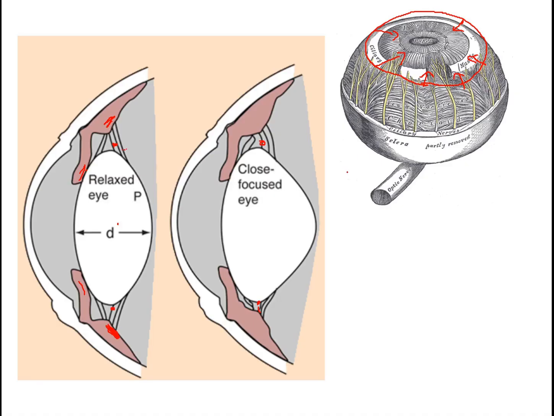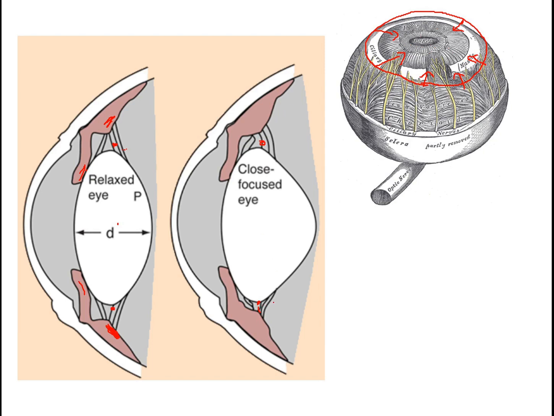If you can see here, when the whole ciliary muscle contracts, it will come forward, right? The ring becomes a smaller ring. So when the whole ciliary muscle has come to the front, the suspensory ligament of the lens relaxes.